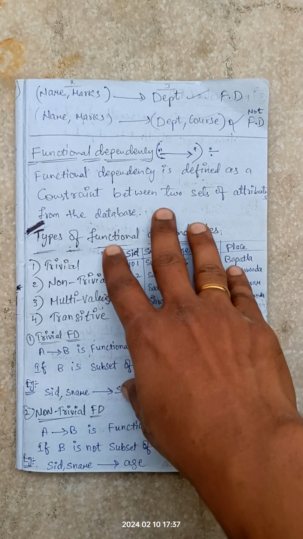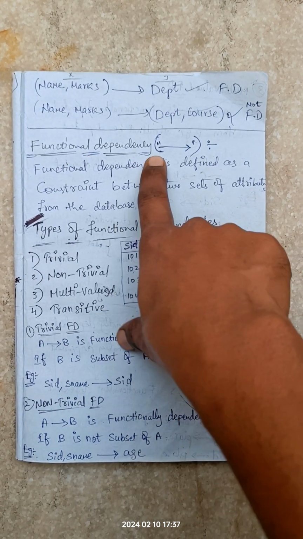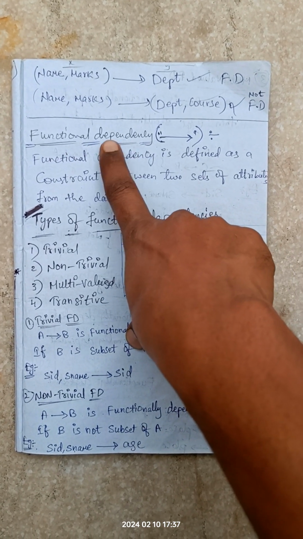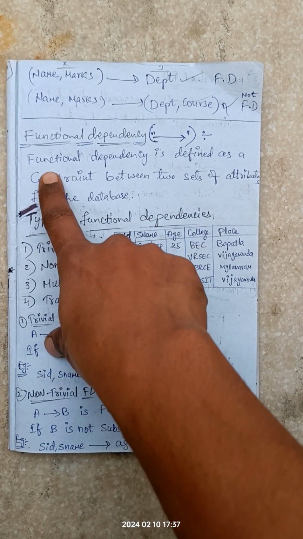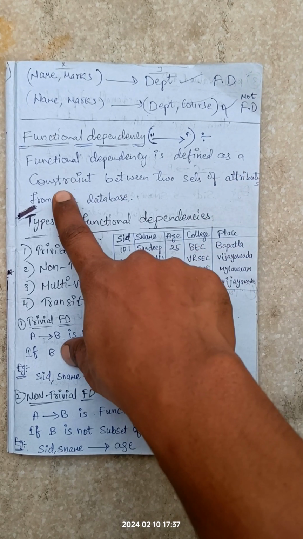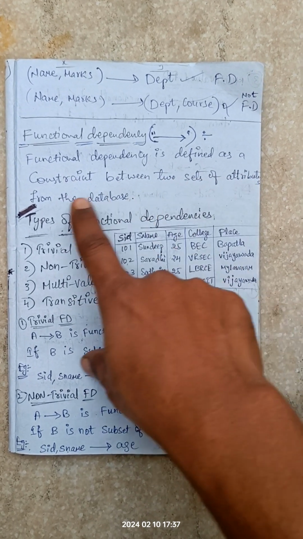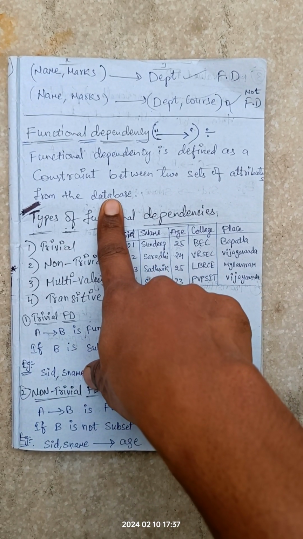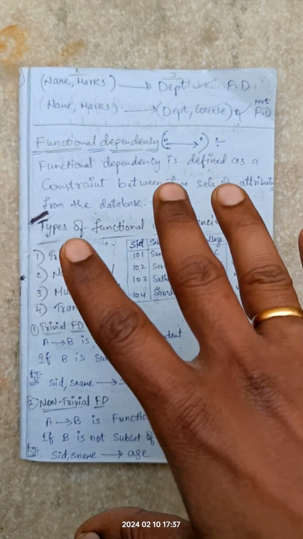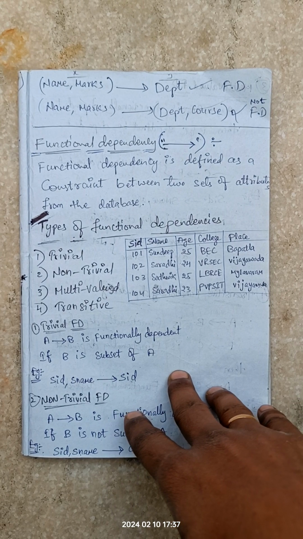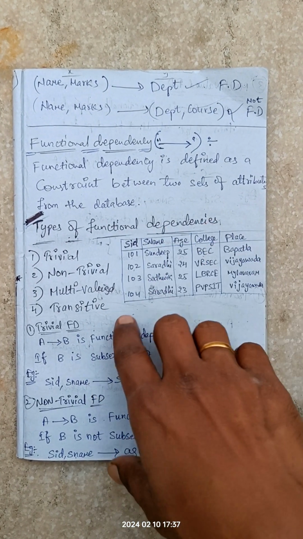So in this video I am going to explain about functional dependency. Functional dependency is denoted by an arrow mark. Its definition is: functional dependency is defined as a constraint between two sets of attributes from the database. That is, functional dependency is nothing but a relationship between two sets of attributes, a relationship between two attributes.